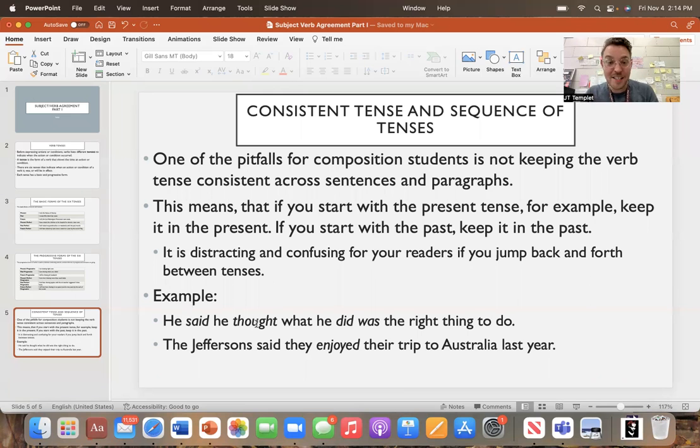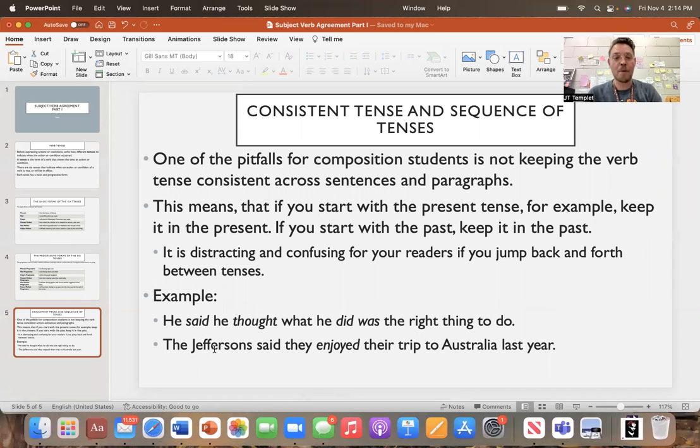If we change this to present, it doesn't make as much sense, right? If we're saying he said, what did he previously say? That he thought. Okay, that's also in the past. And then we change it to does is the right thing to do. Wait, how does he know what's happening now? He talked about this previously.